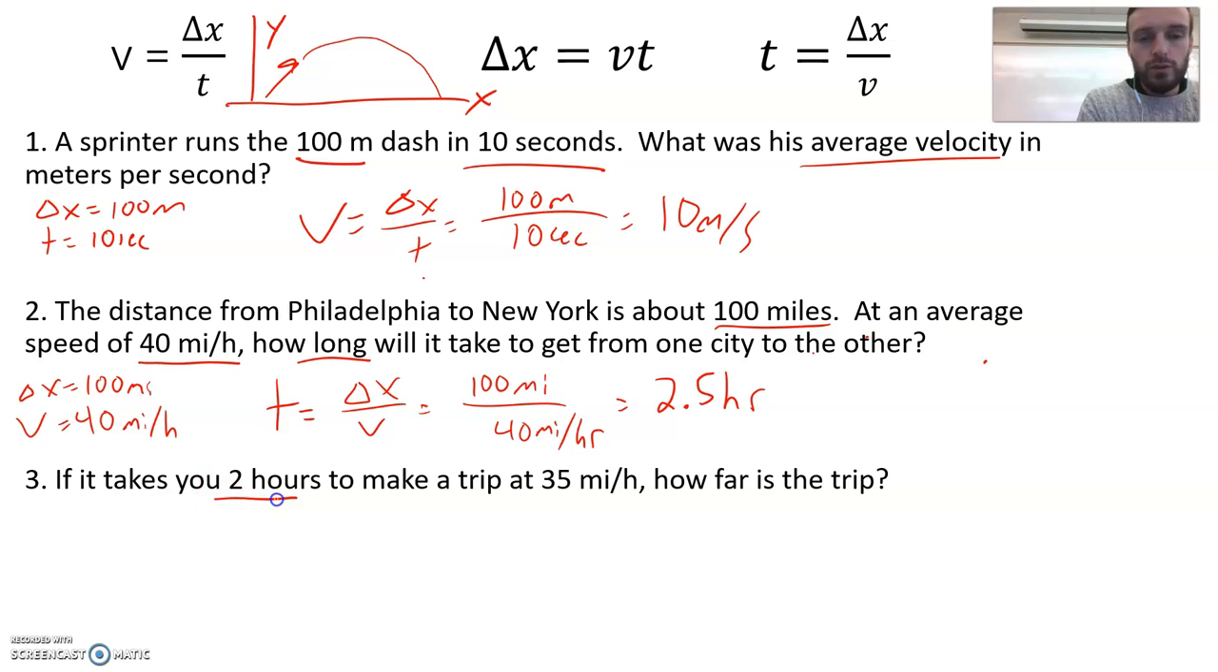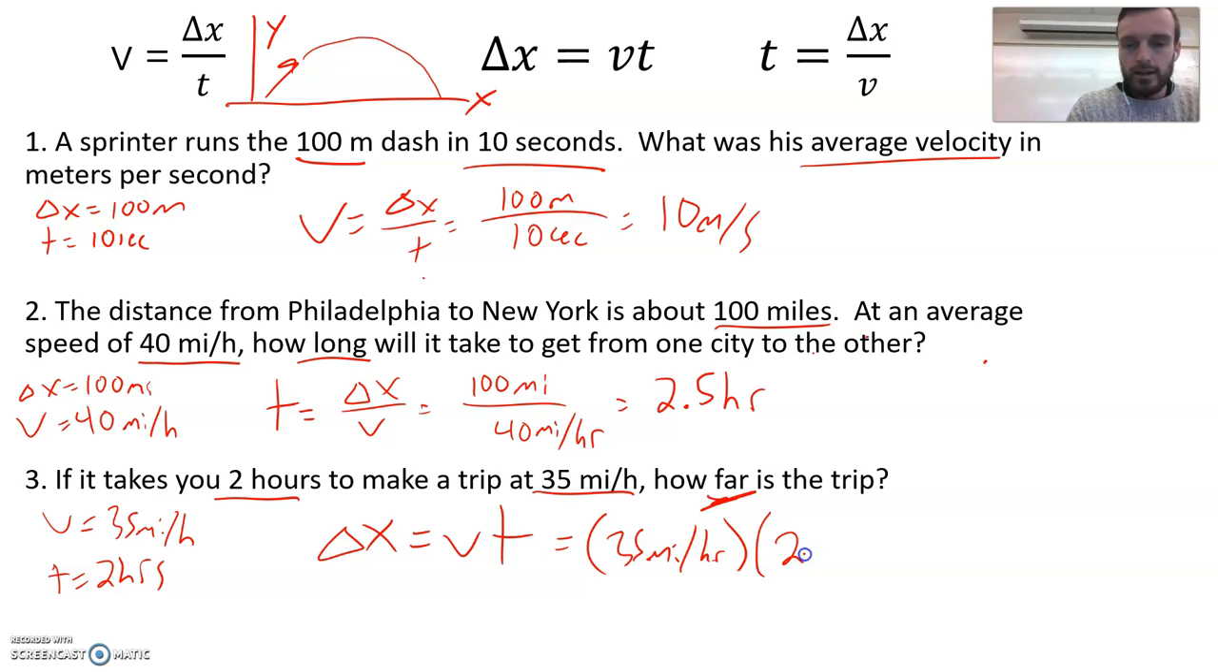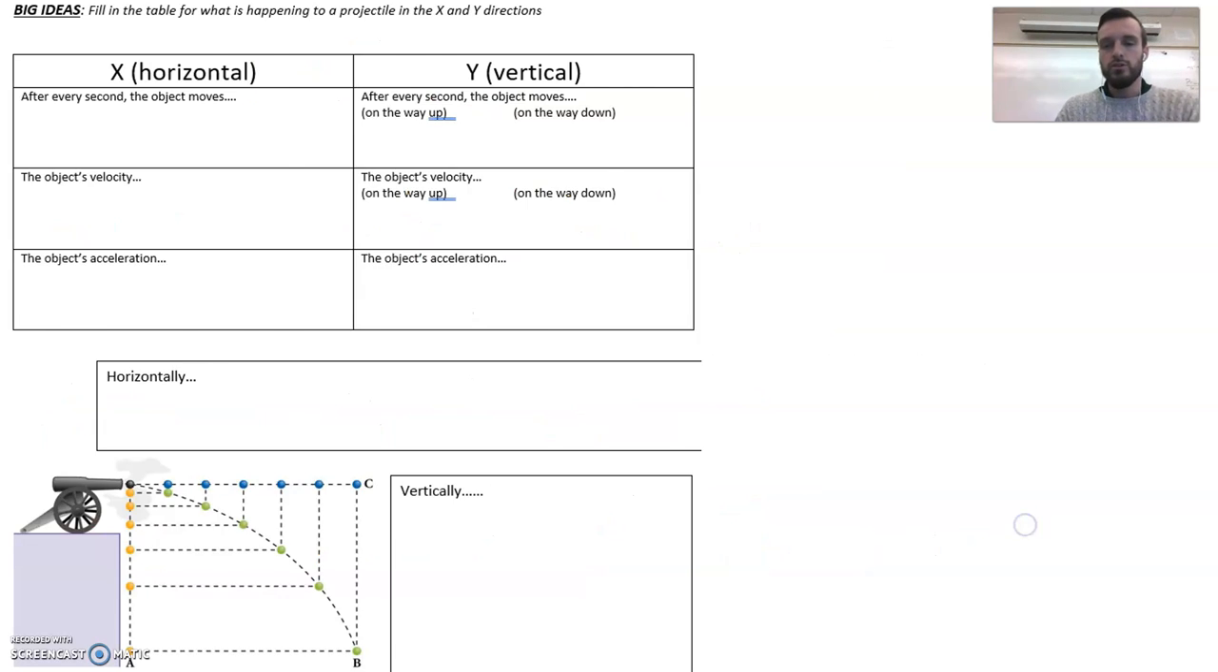And then if it takes you 2 hours to make a trip at 35 miles per hour, how far is that trip? How far is going to be solving for delta x, which is given by vt. So we've got to make sure we have our variables straight over here. 35 miles per hour is our v, and our t is 2 hours. So we plug these in: 35 miles per hour, and the time is 2 hours. Multiply those two together, and you get 70. How far is the trip? 70 miles is going to be our trip distance.